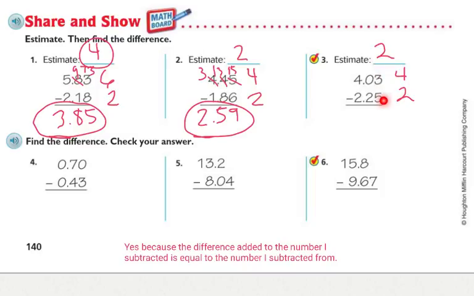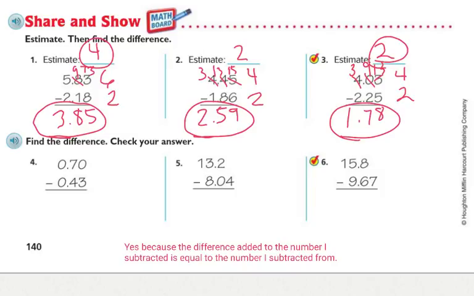We have 3 from 5, which you can't take, so I'm going to have to borrow. But I don't have anything to take from here because it's already 0. So I'm going to actually have to go to my whole number and take from my whole number. So let's do that. This is going to be 13. This is going to be 9. And this is going to be 3. 13 take away 5 is 8. 9 take away 2 is 7. My decimal, 3 take away 2 is 1. 1.78 is close to my estimate of 2.